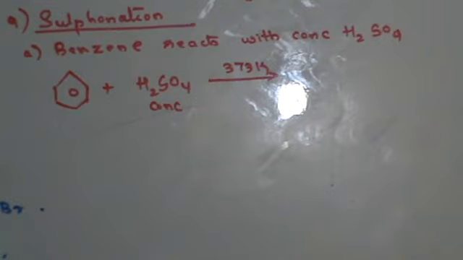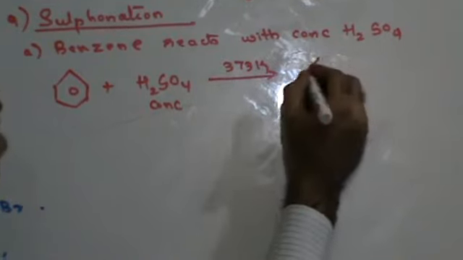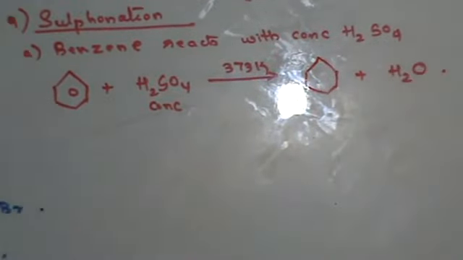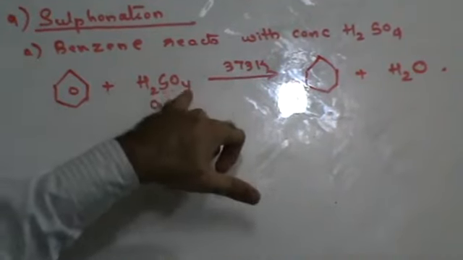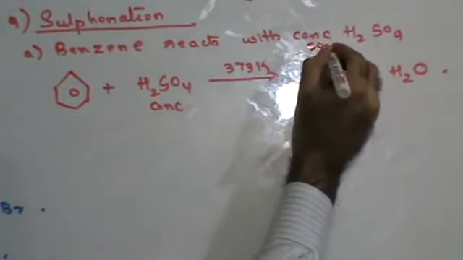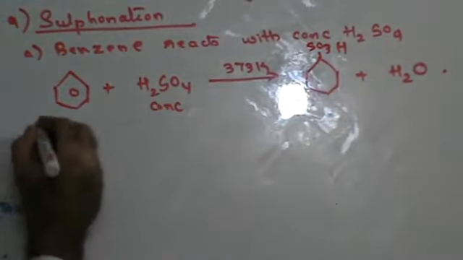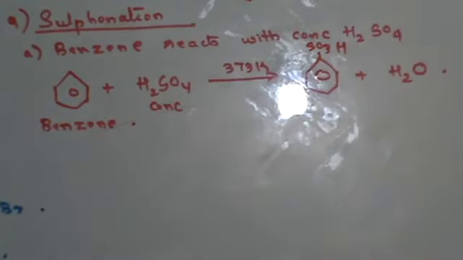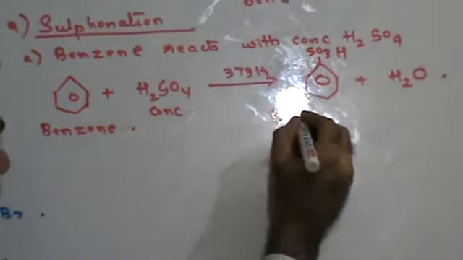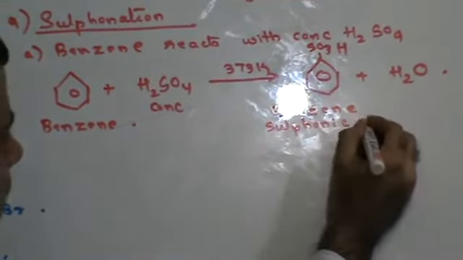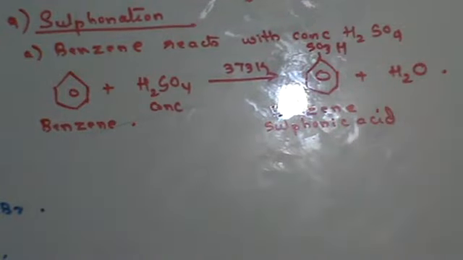Water molecule is going to come out, sulfate group is going to get substituted. Guys, if you apply a little logic, water molecule has to come out. One hydrogen will come from benzene. That means one H and one O will come out from here. That means one O is out. So that will give me SO3H. So this will be benzene, and this is going to be benzene sulfonic acid. Fine, do we get this in clear?